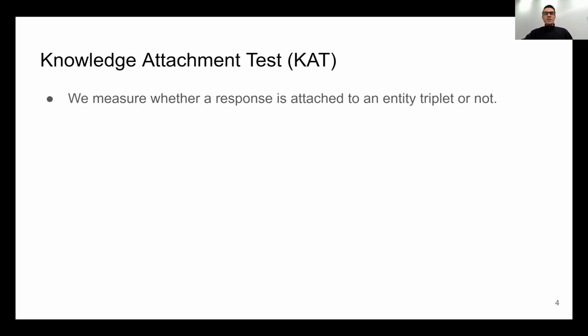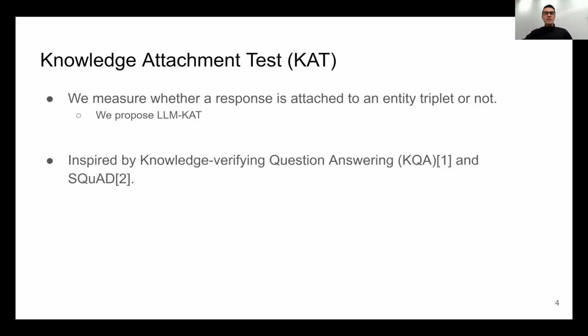To measure the attachment, we propose LLM CAT, which is a more robust evaluation procedure to evaluate whether a response is attached to a triplet or not. The measure is inspired by knowledge verifying question answering, or KVQA, where we convert the task of evaluation into question answering format.